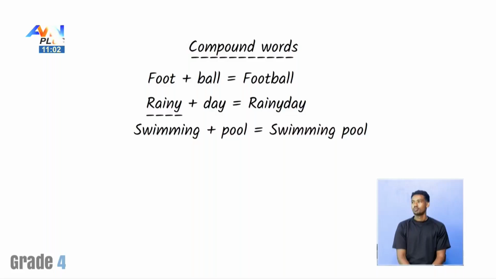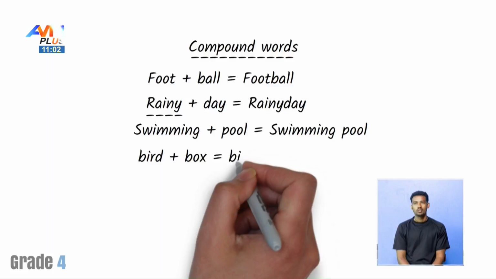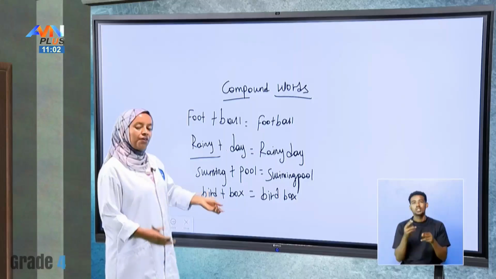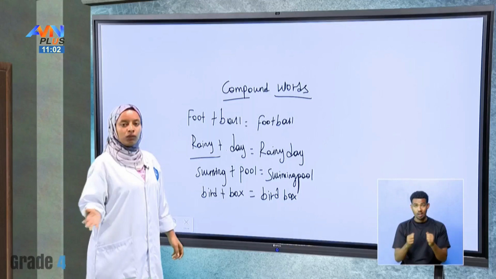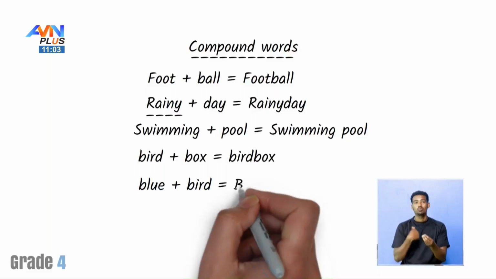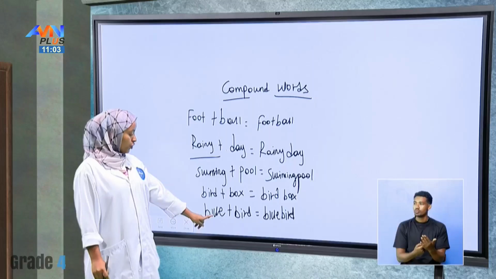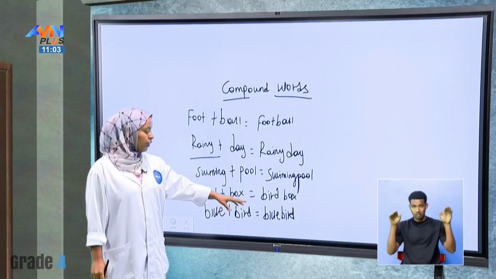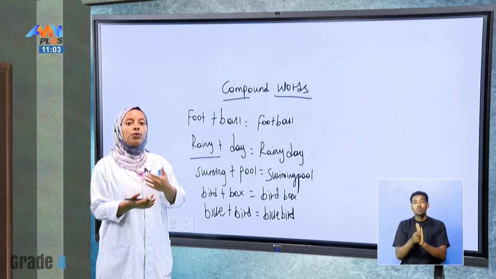And also we can add many examples. For example, bird plus box. Bird box. Here is an example of noun with noun. Let us add adjective with noun. For example, one color, blue. Plus, we can also use bird. Bluebird. So, blue is a color adjective, and bird is a noun. Together, bluebird. This one is an example of adjective with noun.